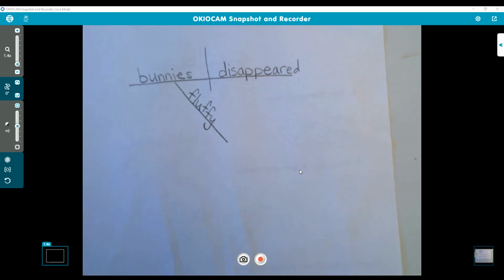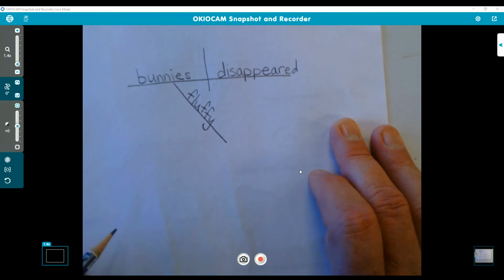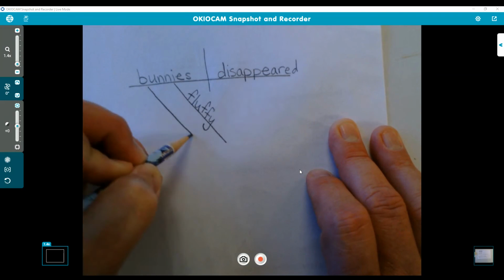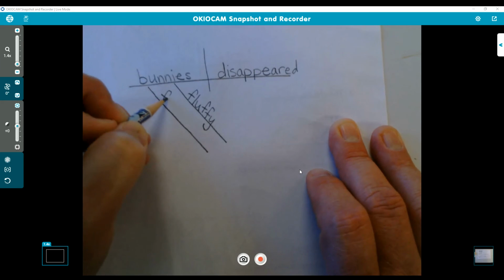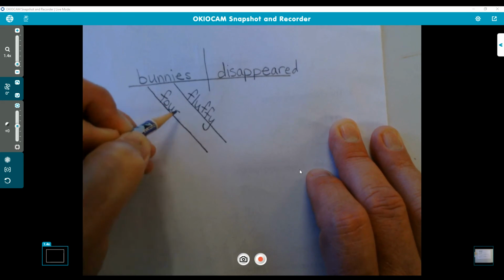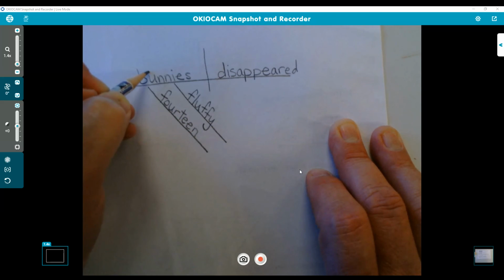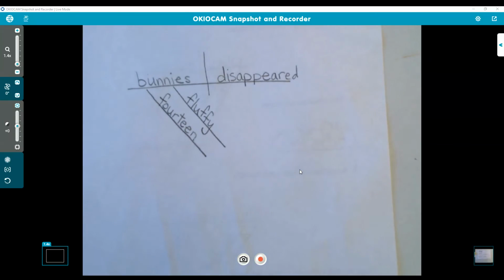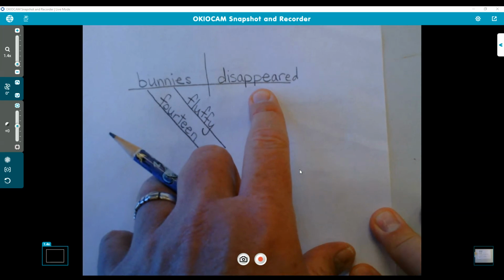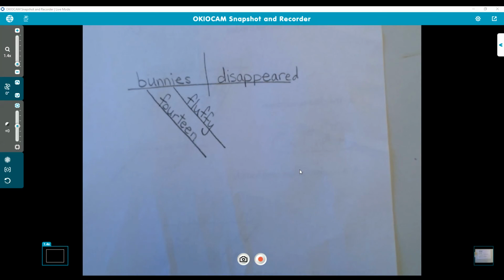All right. How many bunnies? Right. 14. Remember, how many is an adjective question. How many bunnies? 14 bunnies. So 14 tells us how many bunnies. Right? We don't want to put it under disappeared. That would make it seem like they disappeared 14 times. Not what this is telling us. Disappeared how?